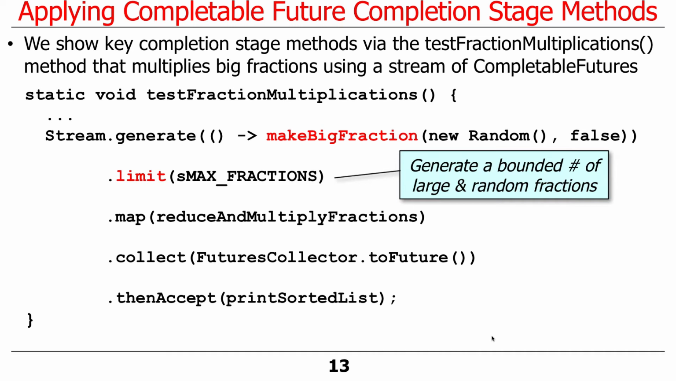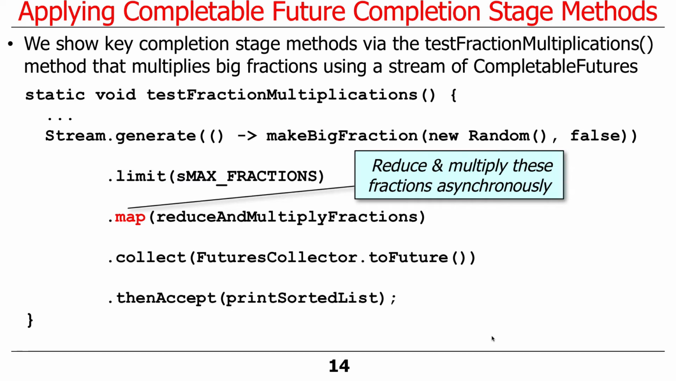And so obviously we don't want to run forever, so what we're going to do is say generate new big fractions up to this number, which is max fractions, which might be 10 or 1,000 or 1,000,000 or whatever you want, right? Some number. And so this will make sure that we only generate n of these things. But this is just a real clever way of generating n of something using streams.